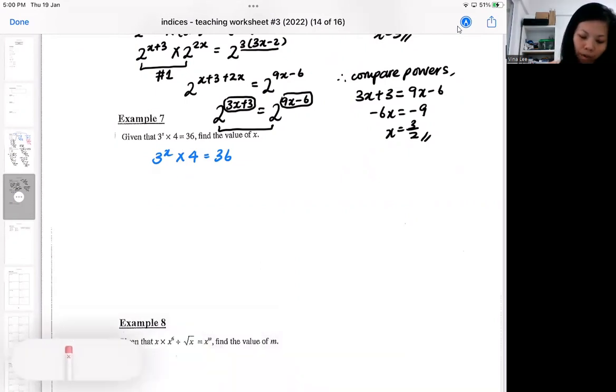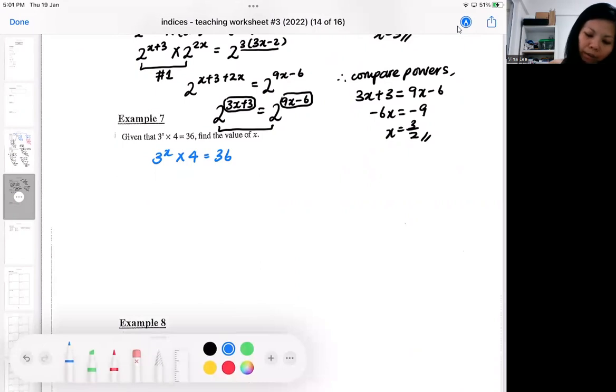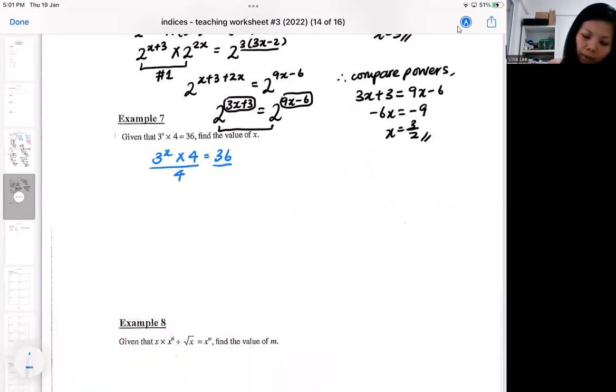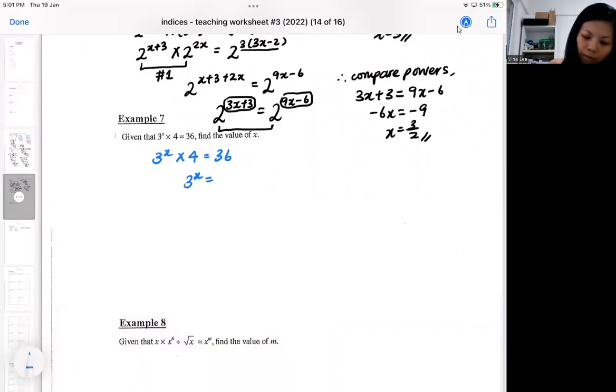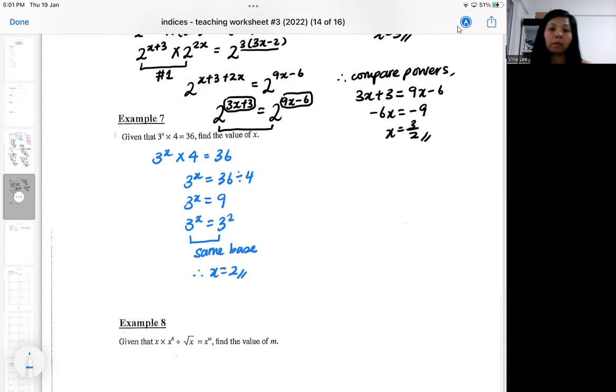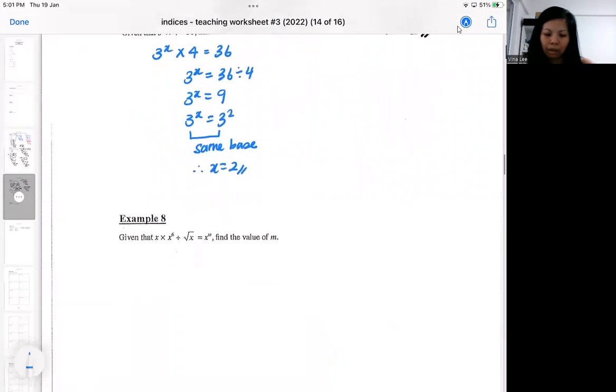So what to do with the 4? You can divide 4 on both sides. So in a way, you divide both sides by 4. Think along that line. When you do that, you actually get a very simple number, so simple that you can even do it mentally: there's a 3 squared and same base, and you can compare the power. So it's actually not that difficult. Okay, the next one looks a little bit complex, but it's actually not.